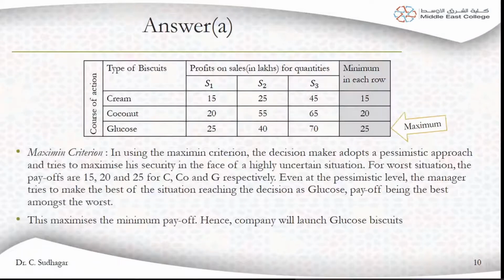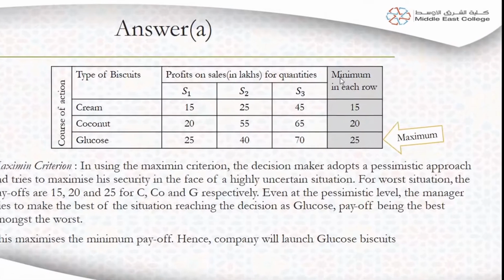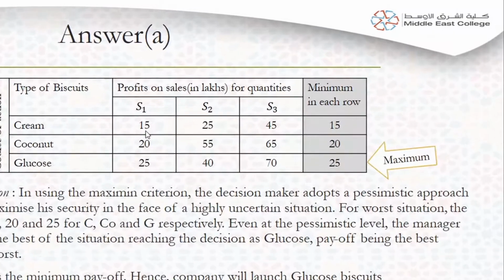First, in each and every row you find what is the minimum element. Okay, so if you are having 15, 25, 45, in this entire row what is the minimum value? The minimum value is coming here, 15. So take this 15 here. Then in the second row also find what is the minimum. So second row 20, 55, 65. So 20 is the minimum. Okay, write it here.